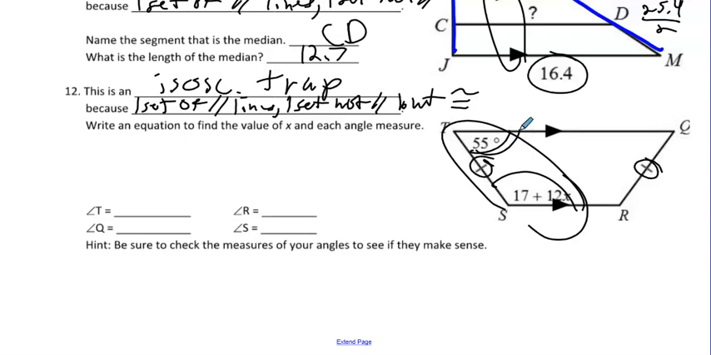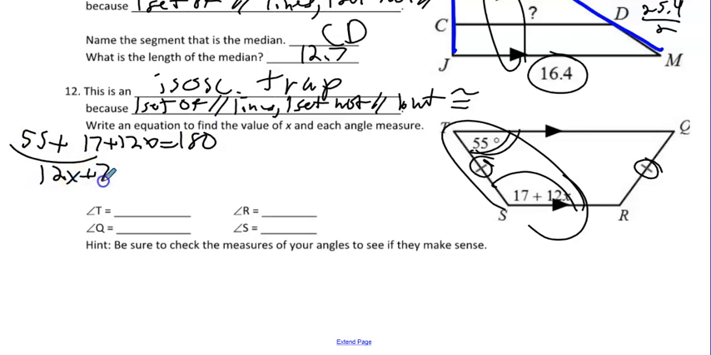Most common mistake: 12x plus 17 equals 55. No, no, no. 55 plus 17 plus 12x equals 180. Combine like terms. 12x plus 72 equals 180. Now we're going to subtract 72 from both sides and get 12x equals 108, which luckily is divisible by 9. Sorry, my bad. 12, there's the answer, 9 times.